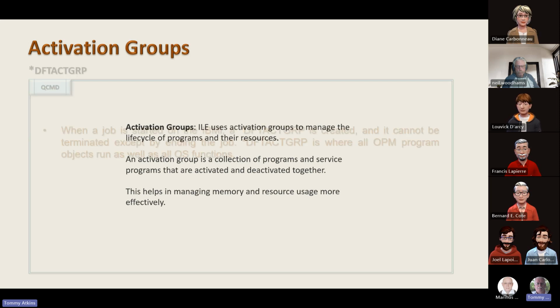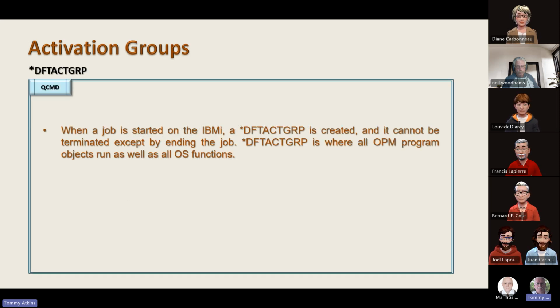When you start a job on the IBM i, and that is when you log on, or when you submit a job to a job queue and that job executes from the job queue, those are the only 2 instances where a new job is created on the IBM i.